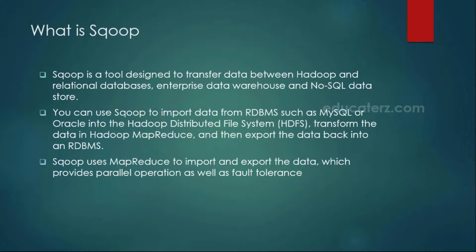Here, each RDBMS has special connectors. Suppose you want to load the data from the MySQL database, you have to download a MySQL connector. For Oracle, we have an OJDBC6 connector. Likewise, every database has a specific connector. You just need to place that particular connector file, the JAR file, into the lib directory of the Sqoop installation folder.